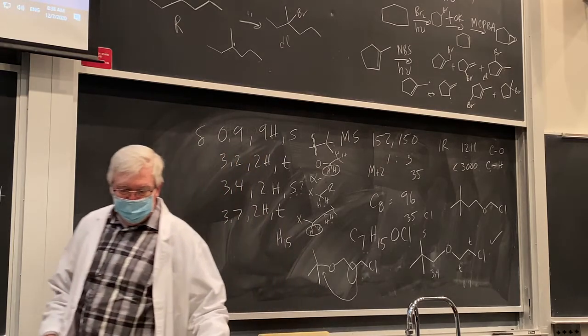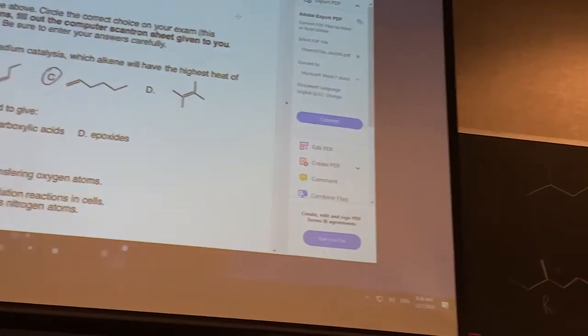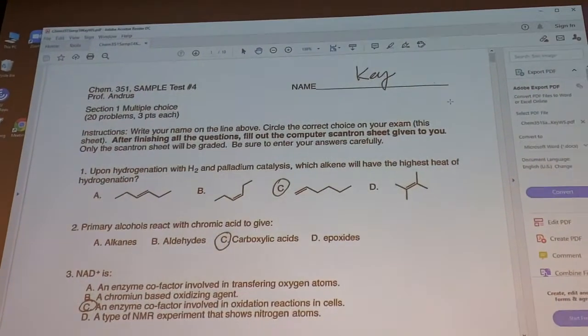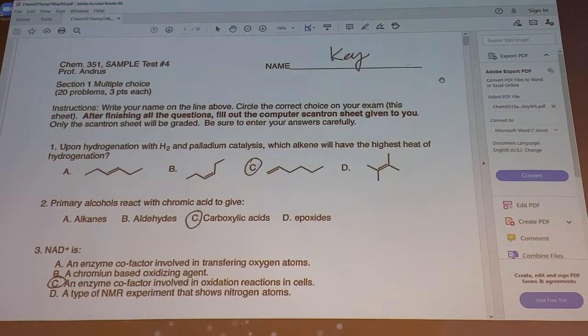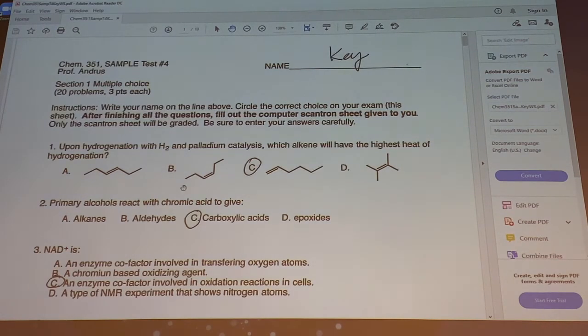Let's look through the sample test now. Colin, let's go back up here and see what we need to go through. I'll just point out a couple things here. Hydrogenation. Palladium catalyst, that's the active one. Which alkene will have the highest heat of hydrogenation? Which one will give off the most heat? This is kind of a tricky one, right, to start off of.